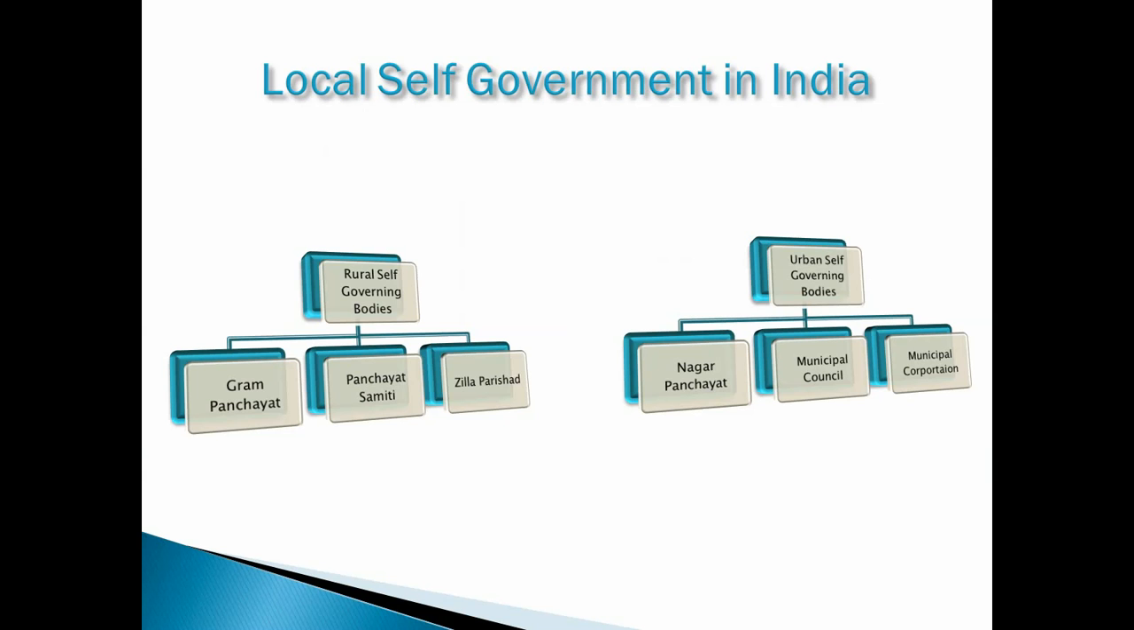As far as the functions of local bodies are concerned, the local bodies are entrusted with the implementation of schemes for economic development and social justice, including the matters listed in the 11th and 12th schedule of the Constitution. At present, 29 subjects in the 11th schedule and 18 subjects in the 12th schedule are identified, like agriculture, animal husbandry, fisheries, water supply, sanitation and family welfare, etc.